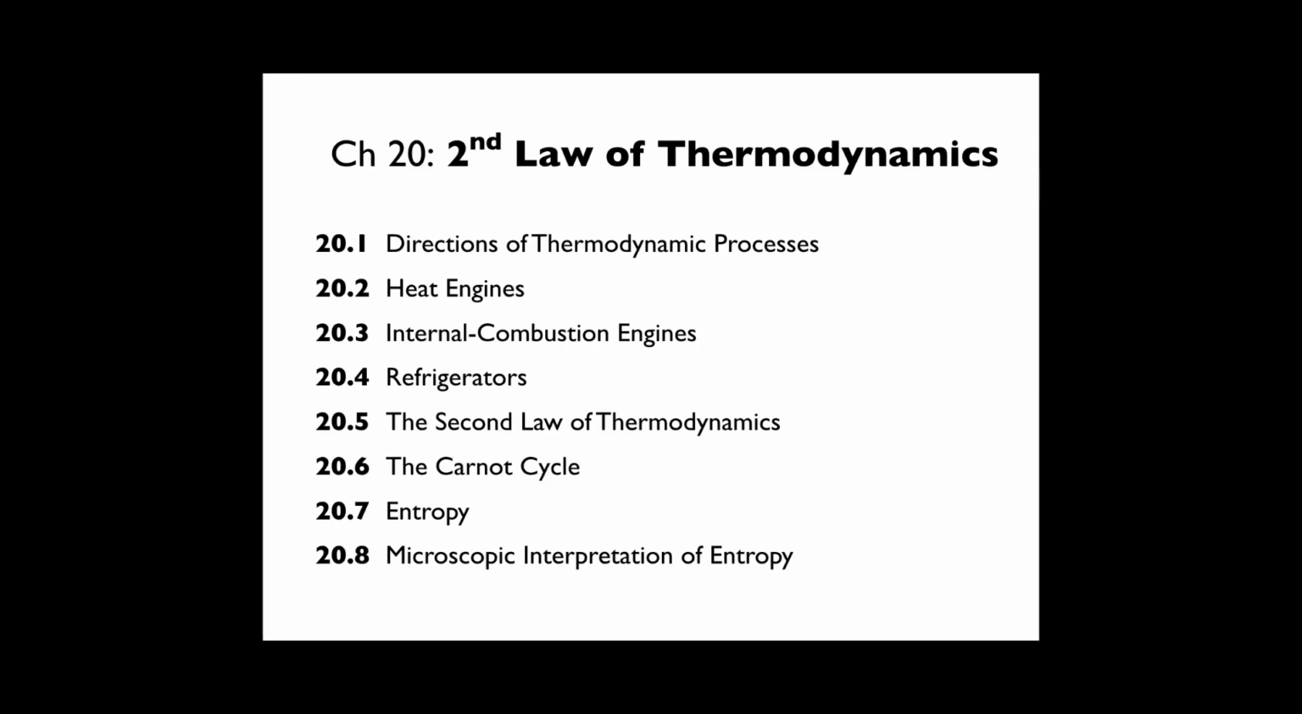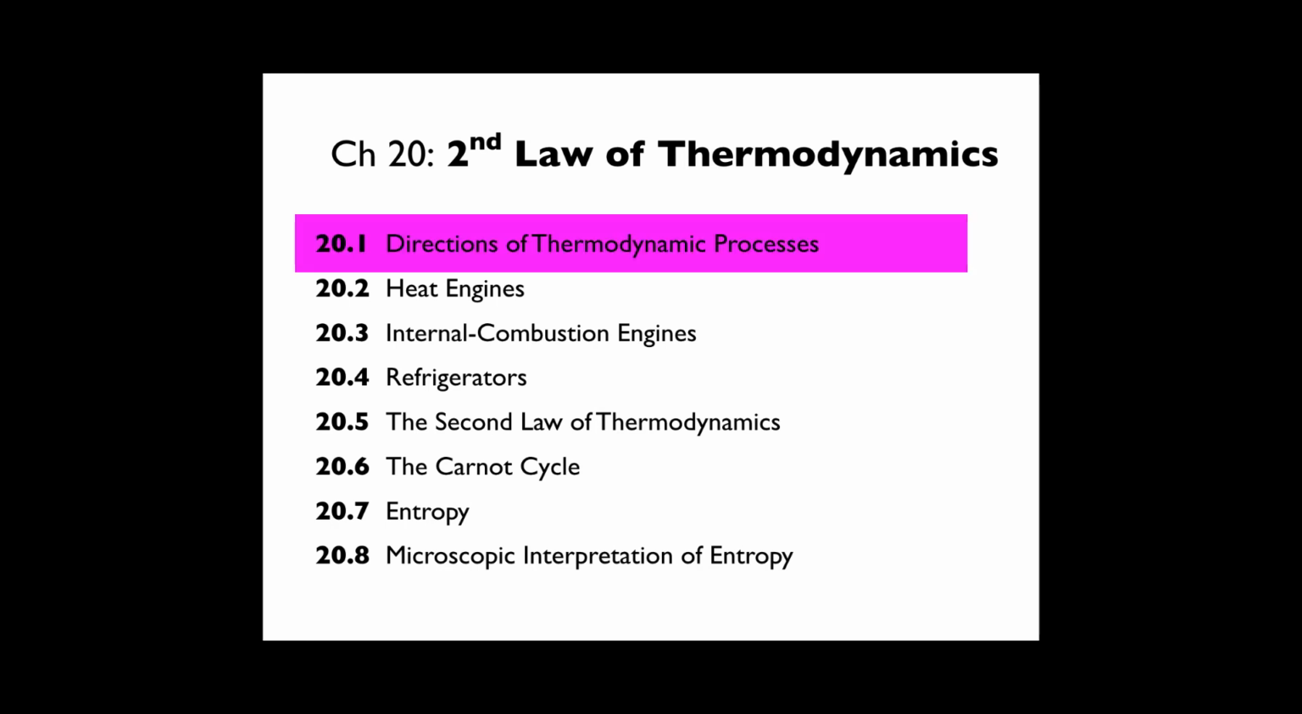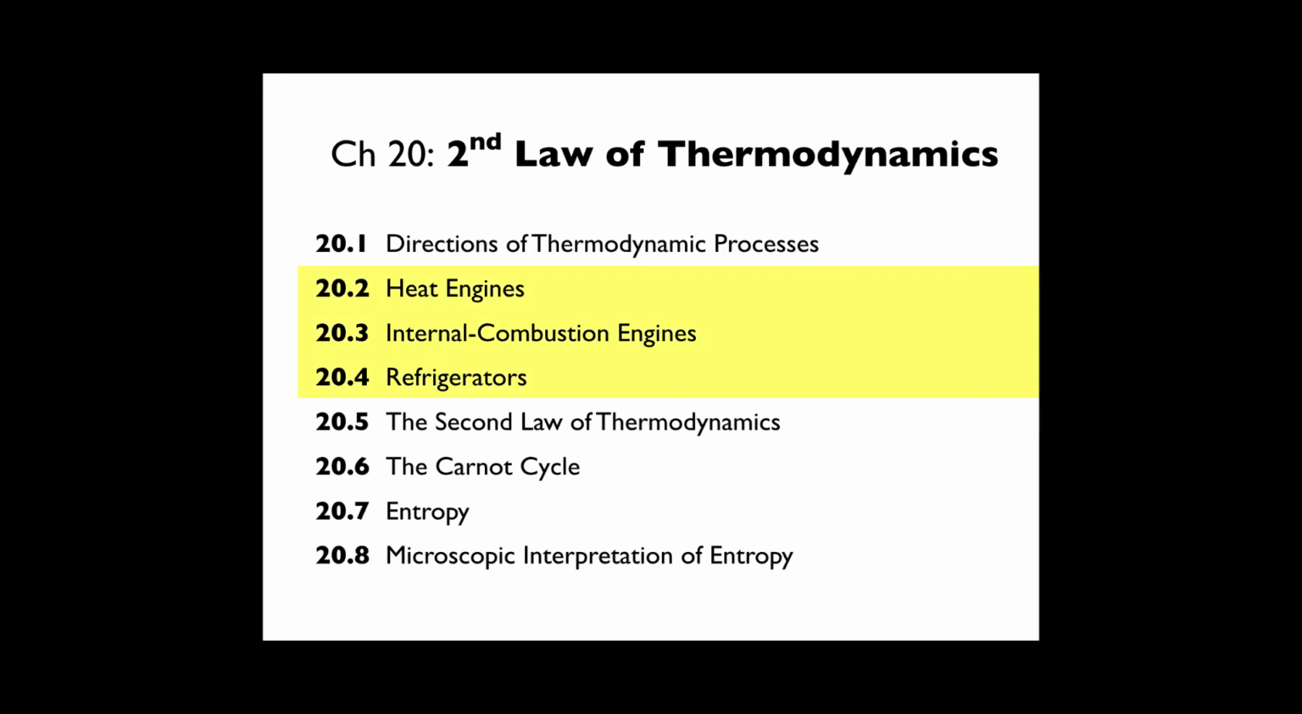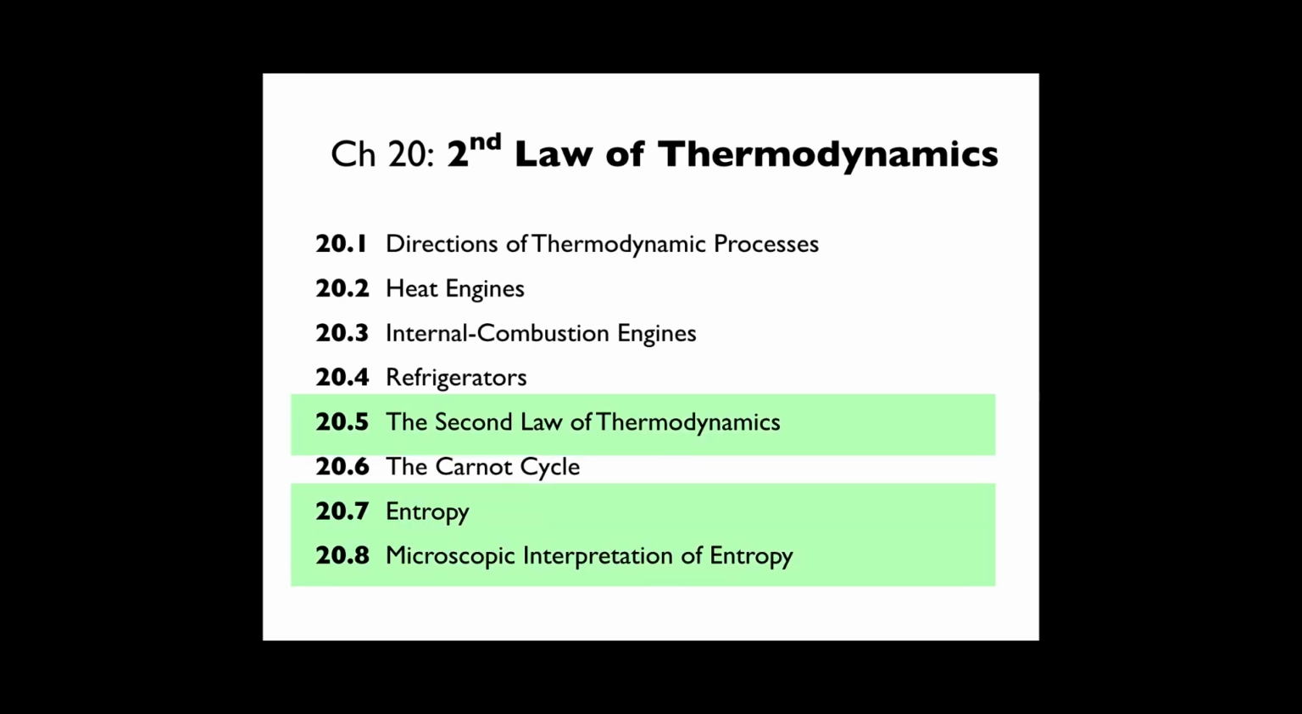So here's the general direction that we're going. We're going to talk about the direction of thermodynamic processes. So which way does the time arrow point? Then we'll talk about heat engines, which will bring up specific heat engines like heaters, refrigerators, internal combustion engines. And we'll talk about efficiency in terms of those things. And when we talk about efficiency, we'll work on the Carnot cycle, which tells us about the maximum efficiency of things. Then we'll introduce the second law of thermodynamics and explore the concept of entropy. All right, so let's start.